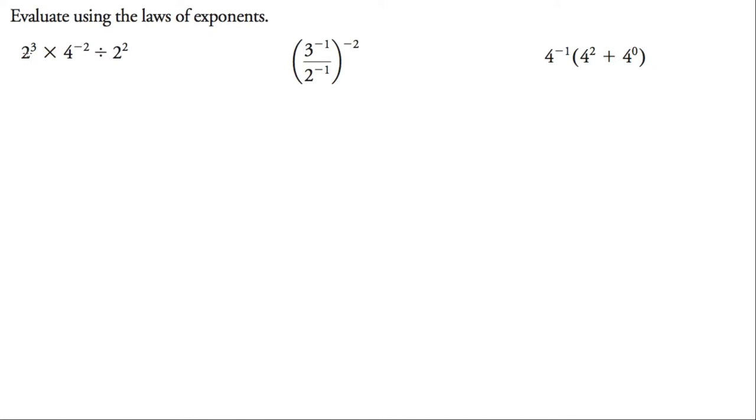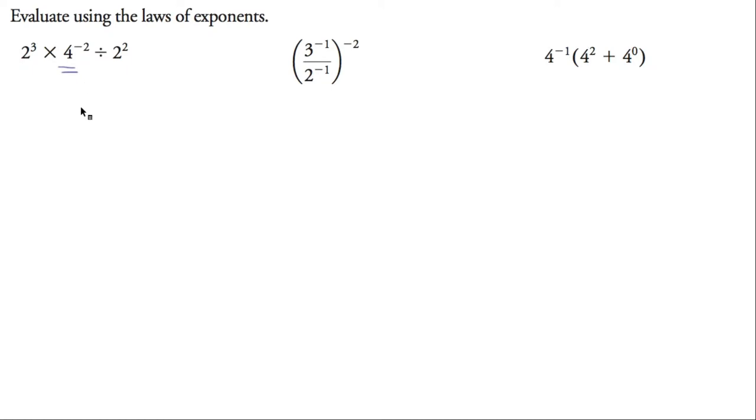So we've got 2 to the power of 3 times 4 to the negative 2 divided by 2 to the 2. And if we're going to do these with a calculator, that's no problem. But we have been asked specifically to use laws. And right now, we have the trouble that the 4 is in a different base than the other two numbers.